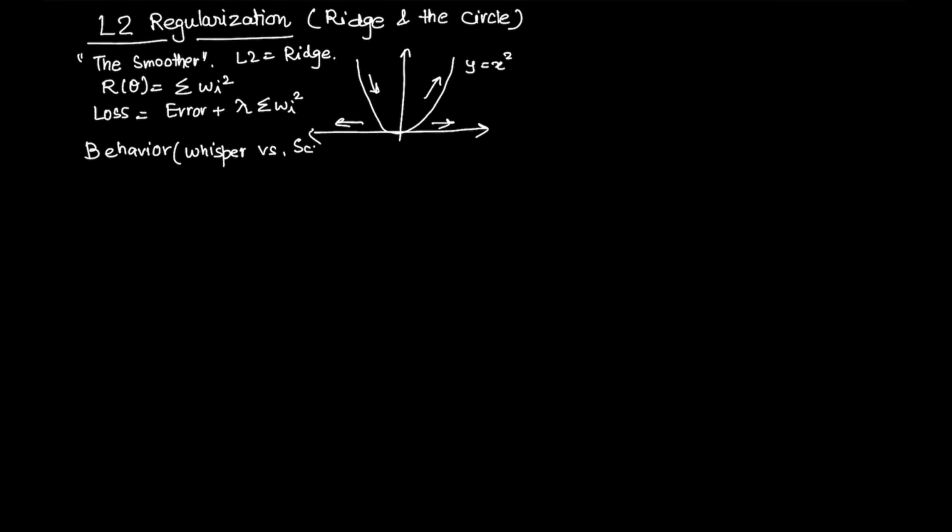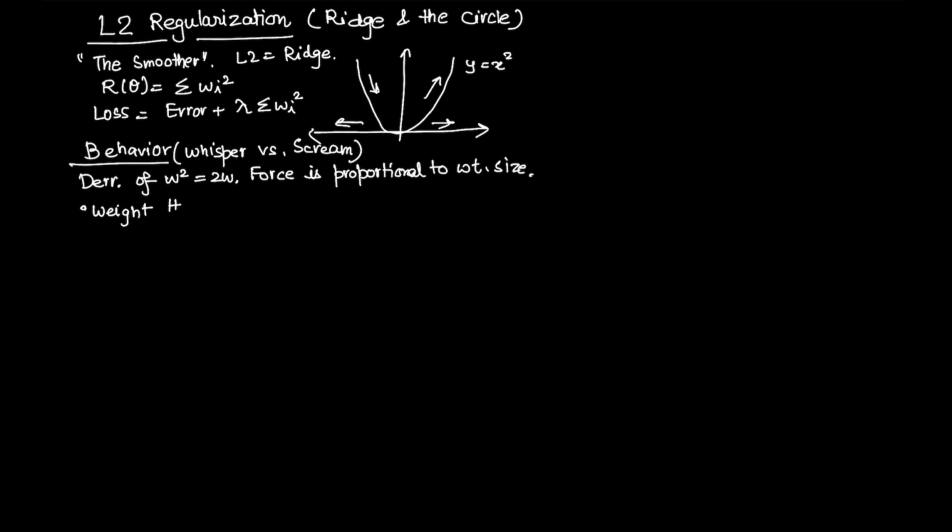Let's look at the derivative again. What is the derivative of w squared? It's 2w. This is crucial. The force that L2 exerts on the weight is proportional to the size of the weight. If the weight is huge, e.g. 100, the gradient is 200. The penalty screams: shrink down.